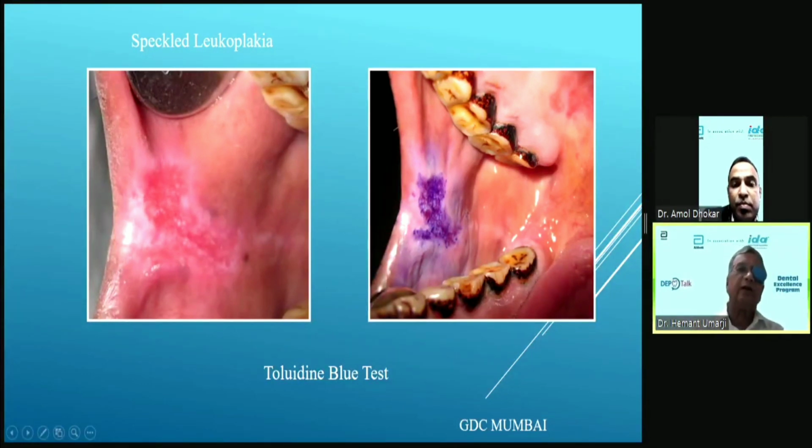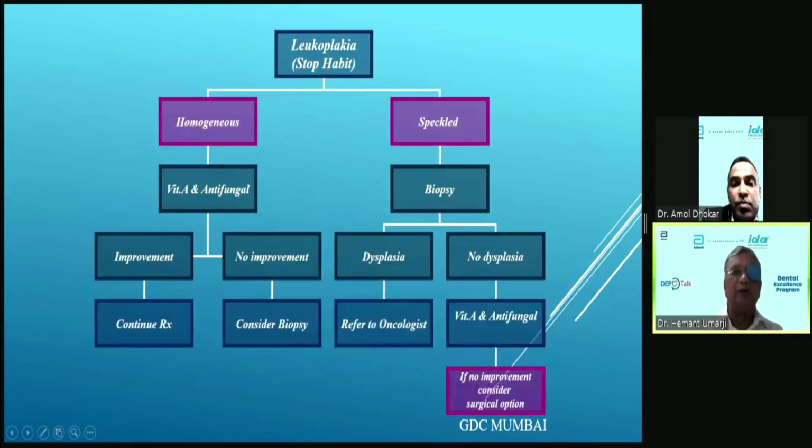So leukoplakia patient, either it is homogeneous or speckled. If homogeneous, give vitamin A and antifungal. If improvement, continue the treatment. If no improvement, consider biopsy. If speckled is there, then first think of biopsy. Then if there is dysplasia, refer to oncologist. If no dysplasia, vitamin A and antifungal. If no improvement, consider surgical opinion. Now, of course, I have not written about this, laser surgery also can be undertaken in these cases.